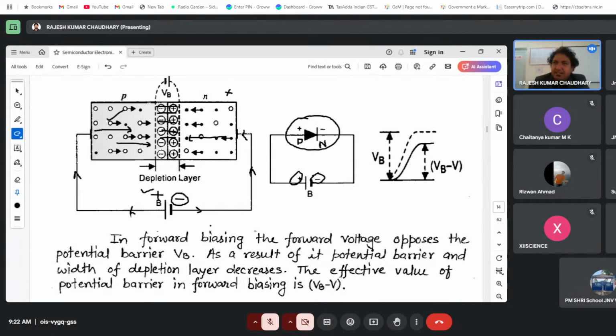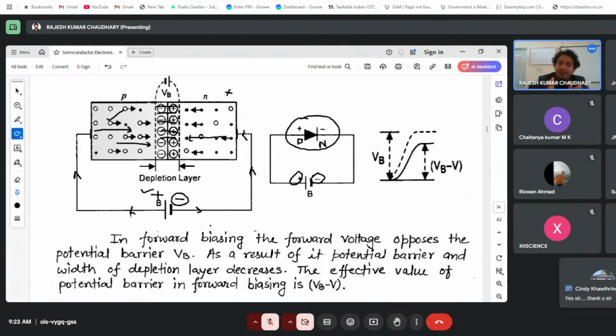Potential barrier is something that tries to resist electrons from moving from the n side to the p side, and it is created by the diffusion process. Got it? Potential barrier is making a barrier for electrons to exchange between the p side and the n side. And how is it created? It is created by the diffusion process.